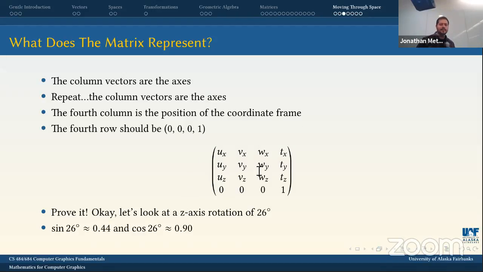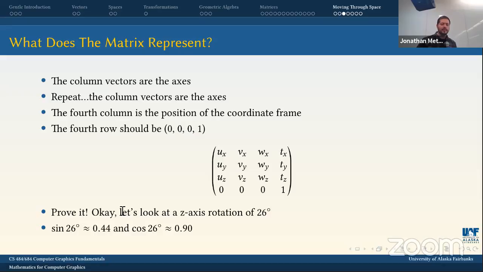Assuming this is the x-axis, y-axis, z-axis, and the actual location of the center. If you were to look at an identity matrix, you would say, that makes sense, because 1, 0, 0, 0 is the x-axis, 0, 1, 0, 0 is the y-axis, 0, 0, 1, 0 is the z-axis, and 0, 0, 0 is the origin. So this makes perfect sense when you're talking about the global space.